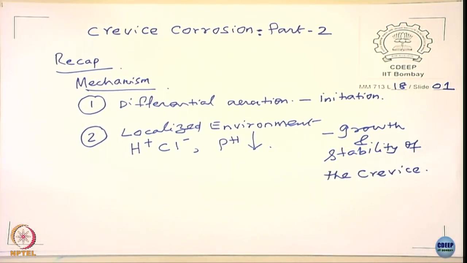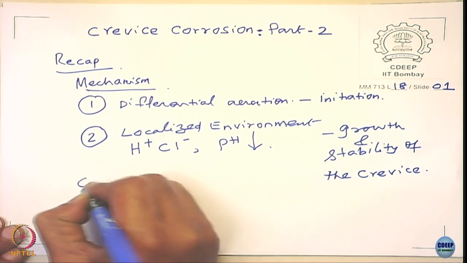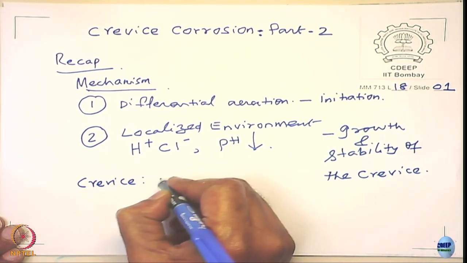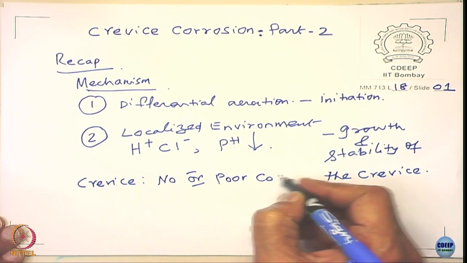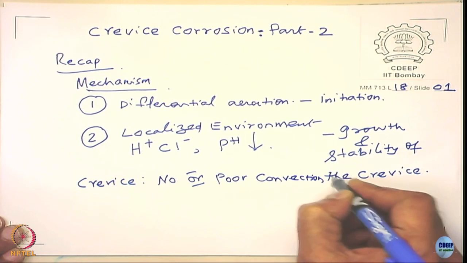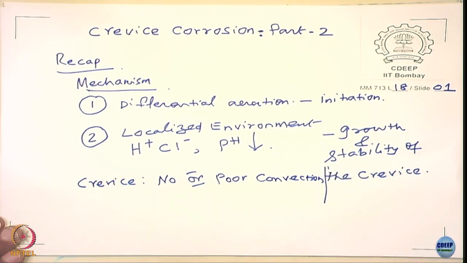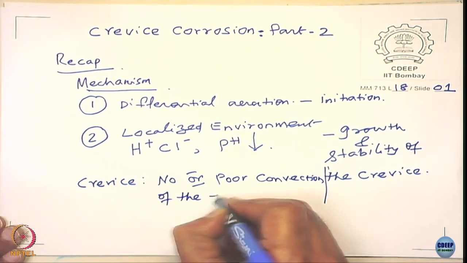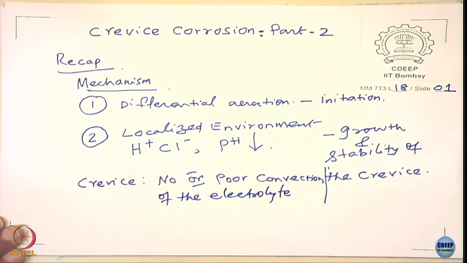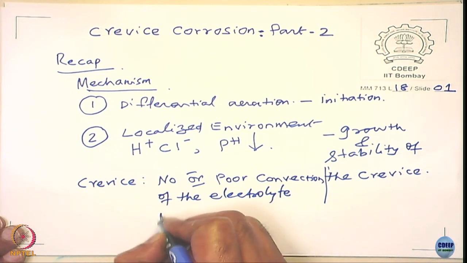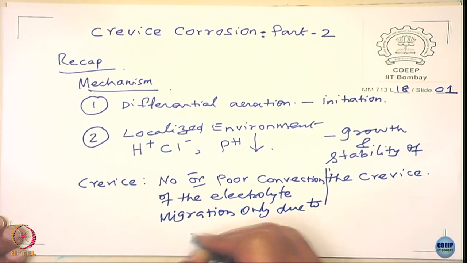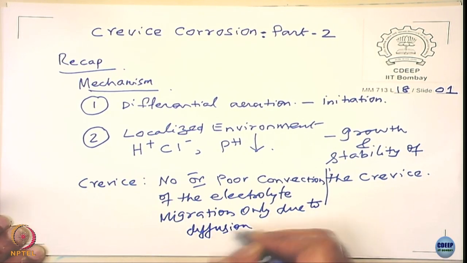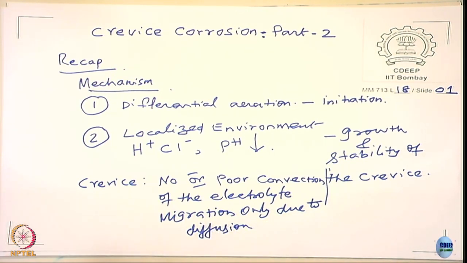So, we have seen these factors. Since it is a crevice, what happens? There is no or poor convection of the electrolyte. So, migration only due to diffusion. So, this is the basic mechanism we saw in the last class.